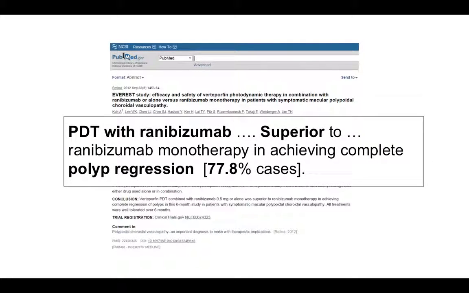So let's look at the EVEREST study. PDT with the anti-VEGF was superior to just the monotherapy of the anti-VEGF injections in achieving complete polyp regression in PCV in 77.8% of cases. So in all of the treatments, in the classical, in RAP, occult, anti-VEGF alone is good enough. So your default is anti-VEGF. And anti-VEGF is pretty good with PCV, but we get superior outcomes to the monotherapy of the injections with PCV.